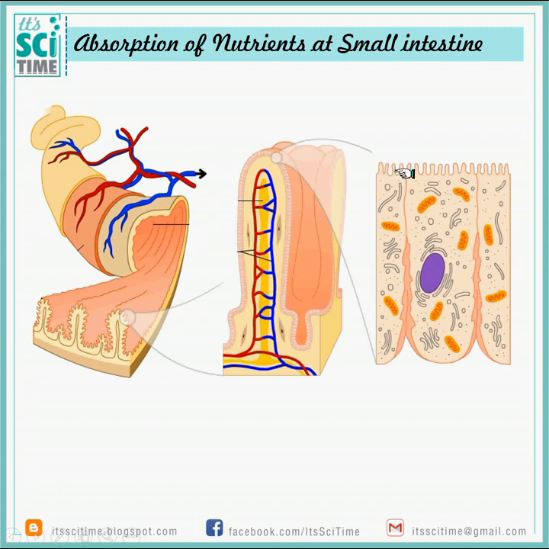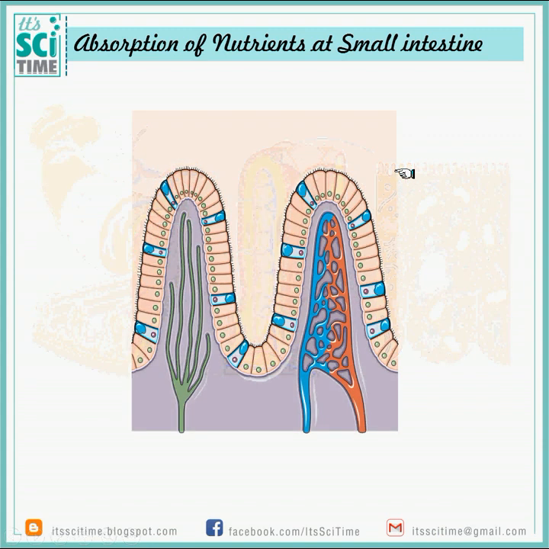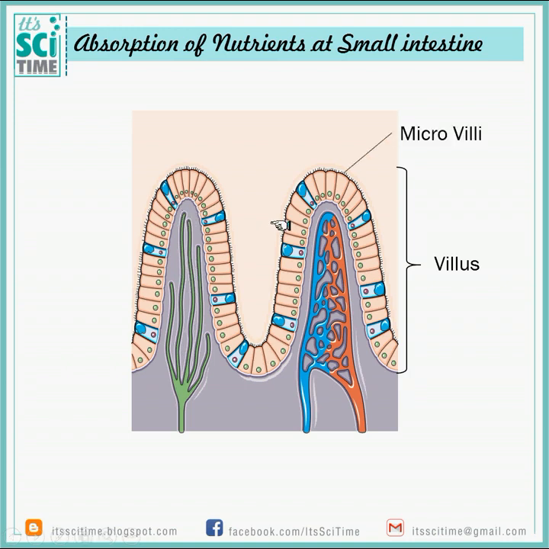And then see this detailed diagram. A single one is called a villus here, this single finger-like projection. It has two types of vessel supply. One is the blood vessels, blood capillaries, and the other is the lacteal. Let's see their names. This is our microvilli and blood capillaries, and this is the lacteal.